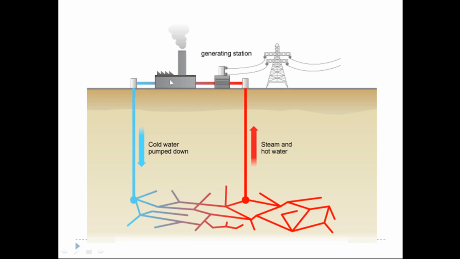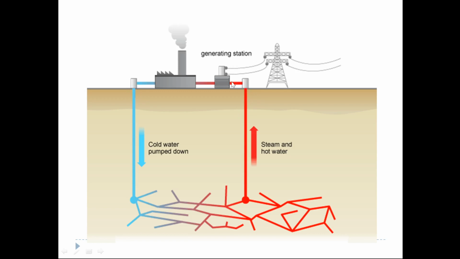So the cold water will be pumped down using a pump here. You can see a pump here. So cold water will be pumped. And this cold water will absorb thermal energy contained in this layer from the Earth's layer. And it will be moving up in the form of hot water or steam, depending on the temperature, to the generating station. So there will be two pumps, one pump for pumping down and the other one to lift the hot water or steam up to the generating station.